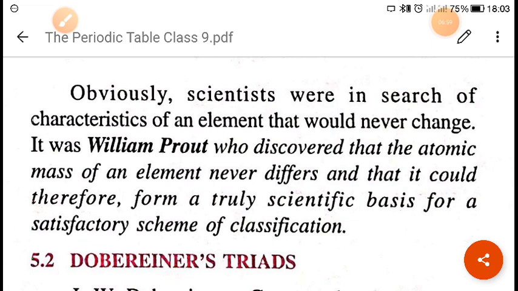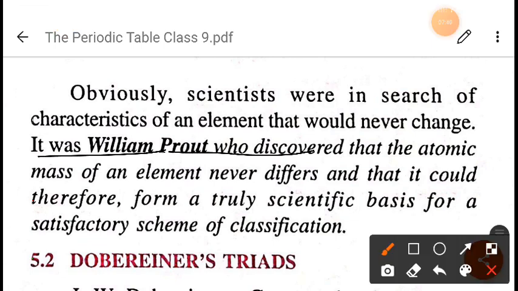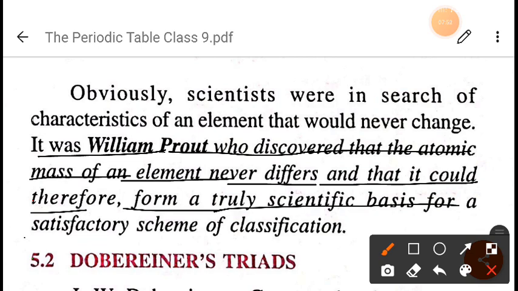In this search, one scientist named William Prout, first of all, discovered the concept of atomic mass. And he told that the atomic mass of an element will never change. As you can see, it was William Prout who discovered that the atomic mass of an element never differs, and that it could therefore form a truly scientific basis for a satisfactory scheme of classification. When Prout discovered that the atomic mass of the element never changes with the conditions, we took his concept of atomic mass, and this concept was found to be satisfactory for the classification of elements. Okay, so now we will see one by one.